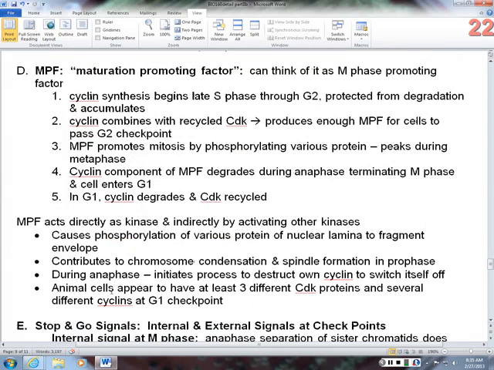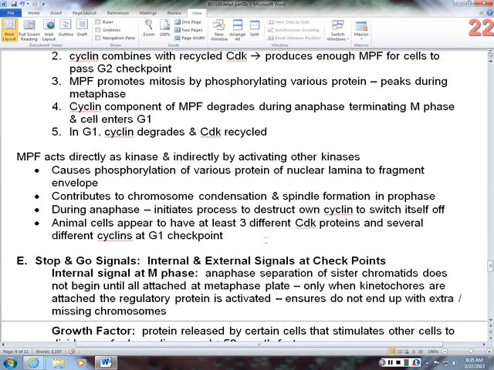So the MPF, it will act directly as a kinase and indirectly by inactivating other kinases in there. It's going to cause phosphorylation of various proteins in there in the nuclear lamina. It's going to contribute to the chromosome starting to form the mitotic spindle in prophase. And then it's going to start to initiate its own destruction to lower the levels during anaphase.